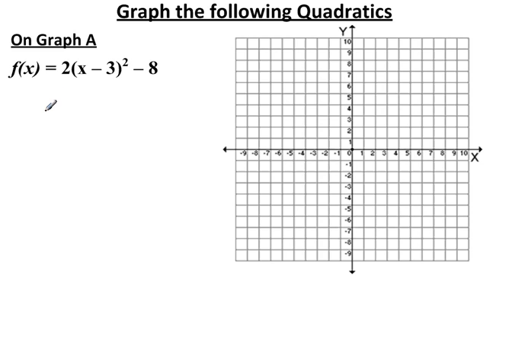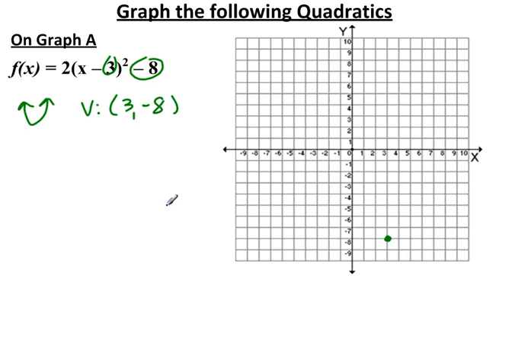So the first thing we're going to notice is that this is going to face up. It's going to have a vertex at 3, negative 8. Whenever we're finding a vertex, we do the opposite. It says x minus 3, so we make it a positive 3 because the h is after the negative, and then we just write negative 8. So I'm going to go to 3, negative 8.